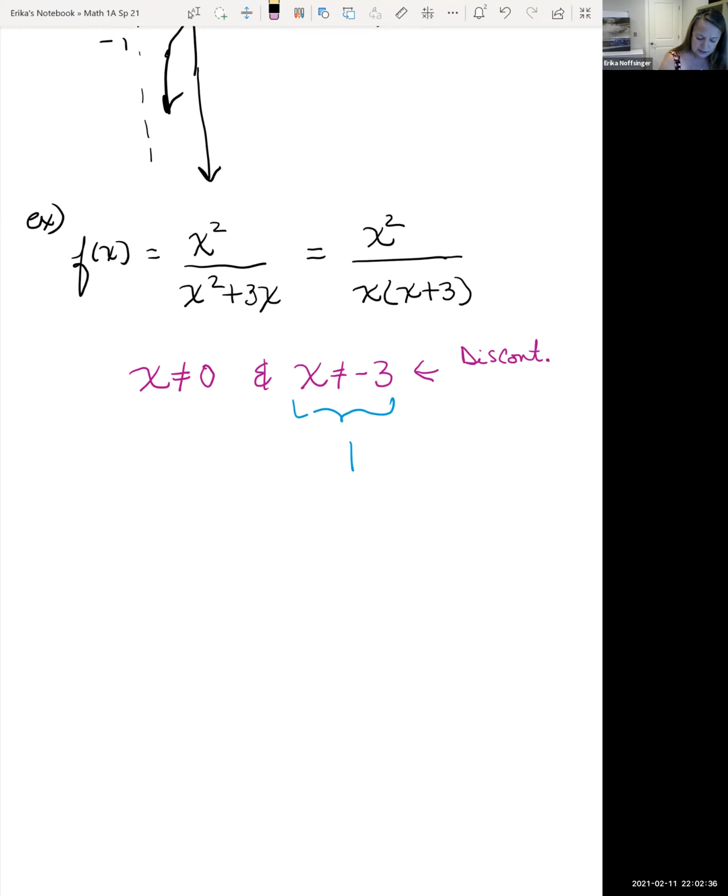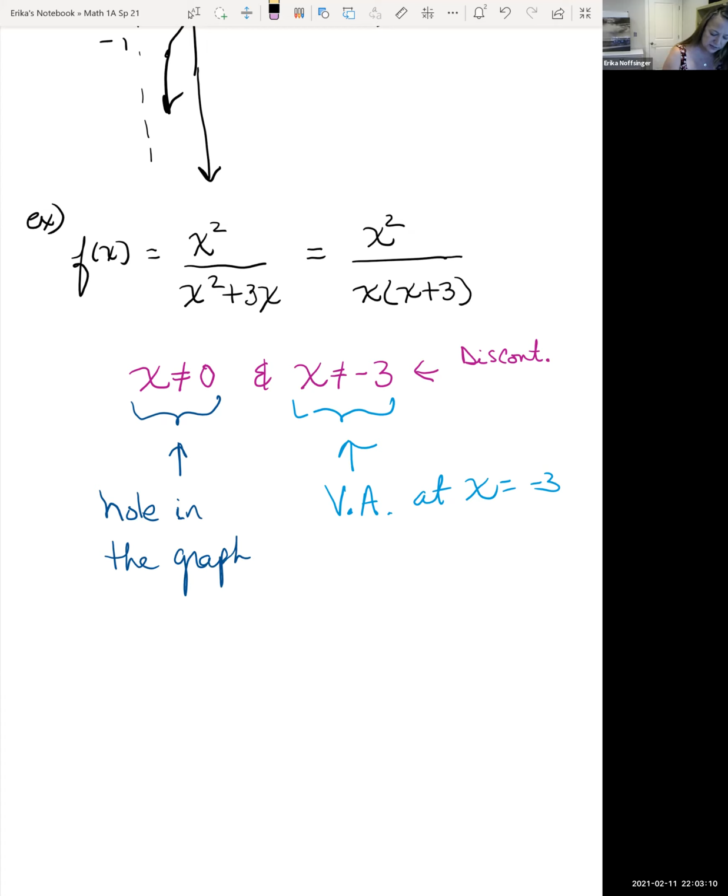is a vertical asymptote at x equals -3. And x equals 0. X cannot be 0. If I plug in 0 in here, that also sets my numerator equal to 0. So this is not a vertical asymptote. This is actually a hole in the graph. And remember, if it's just a hole in the graph where it's undefined, we can remove it. So this would be a removable discontinuity.